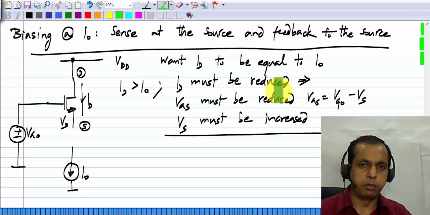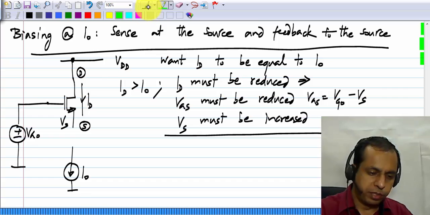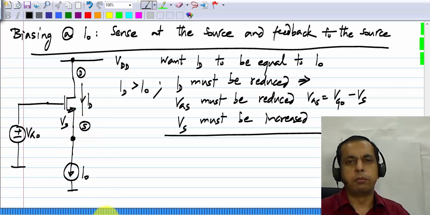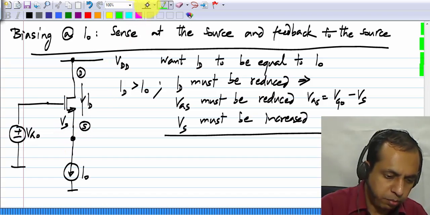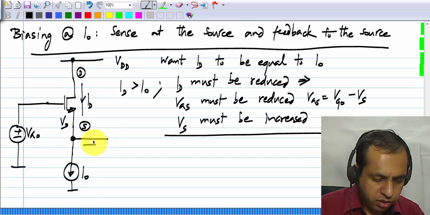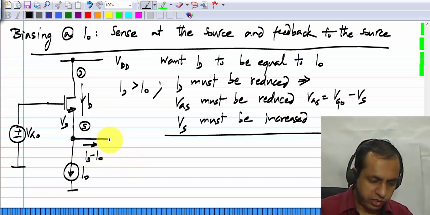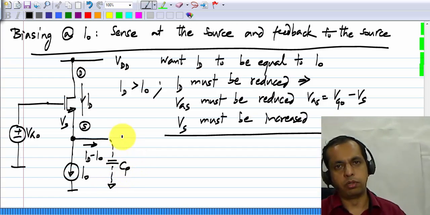Now we generate the feedback action by comparing ID to I0. Okay, the current is flowing here from drain to source and the fixed current source is there, and to make the comparison we tie these two currents to the same node. Okay, just like before. Earlier we had connected the current source to the drain of the transistor, now we connect it to the source of the transistor. Okay, so we connect it up like that. If we do that, a difference ID minus I0 tends to flow out that way, and where does it go? It goes into the parasitic capacitor associated with that node.